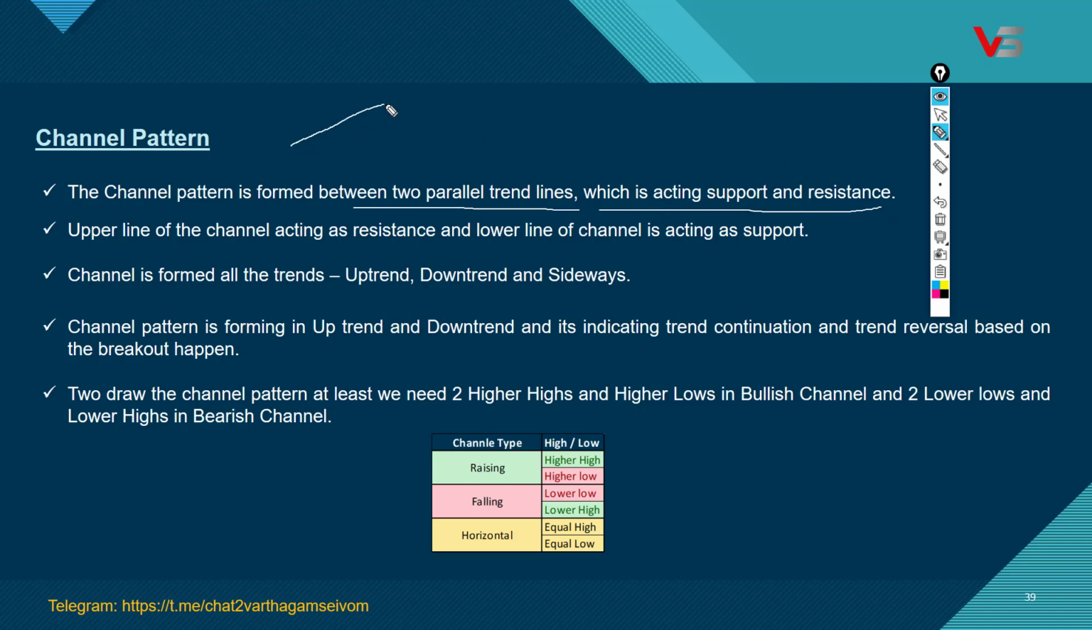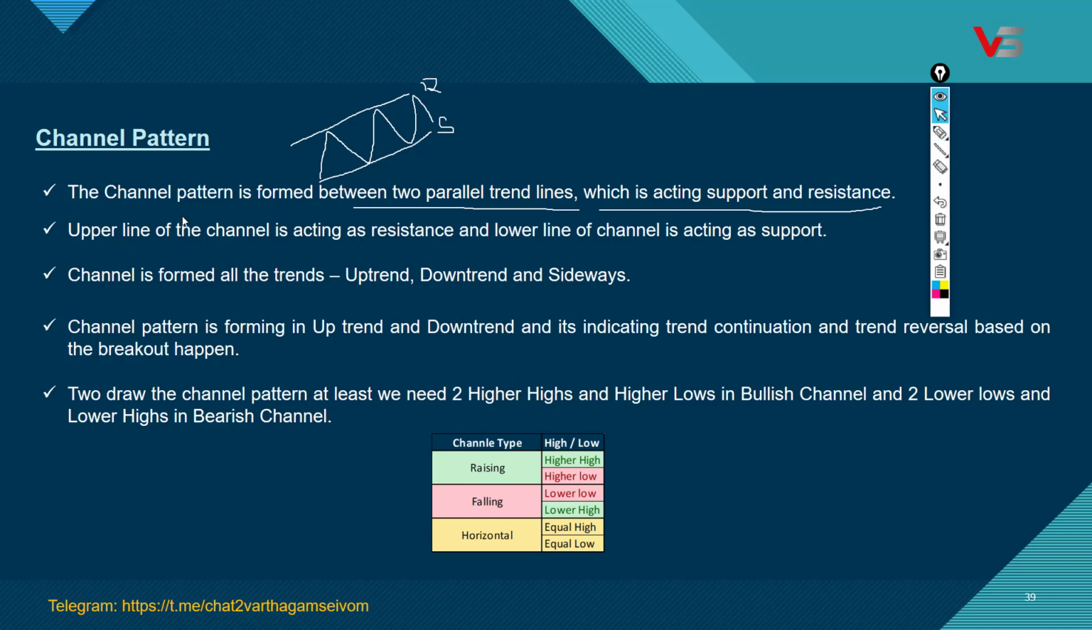See, this is trend line 1. This is trend line 2. These are the two parallel trend lines. This one is acting as a resistance and this one is acting as support. So the price movement will happen between this area. First we will cover these 5 points, and I will explain these in the next slide, which contains the channel patterns.